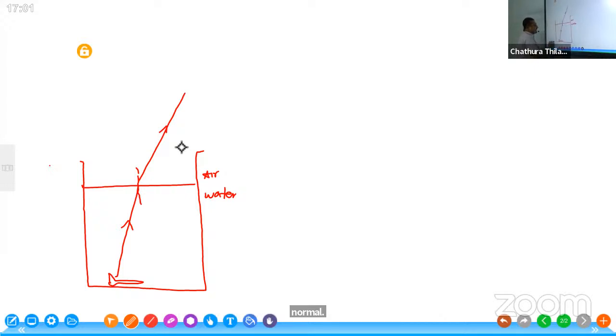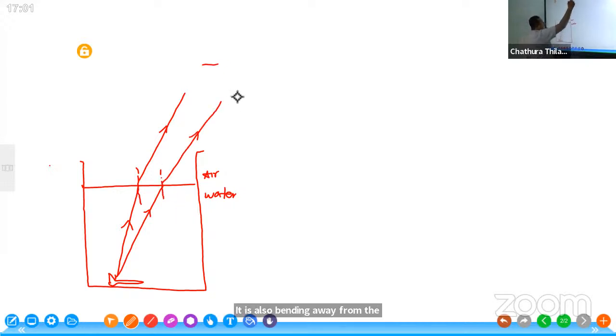Consider another ray of light coming from the same point of the object. It is also bending away from the normal. This is your eye position.